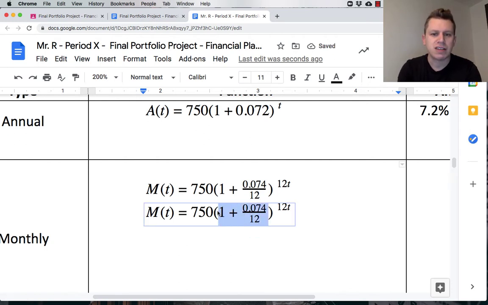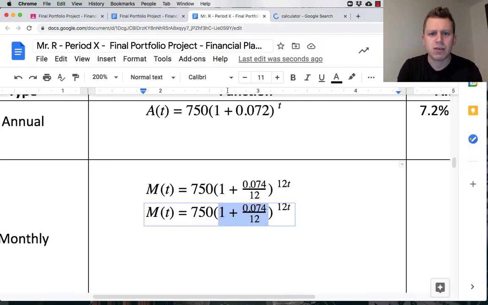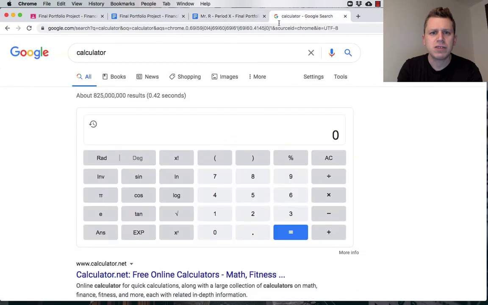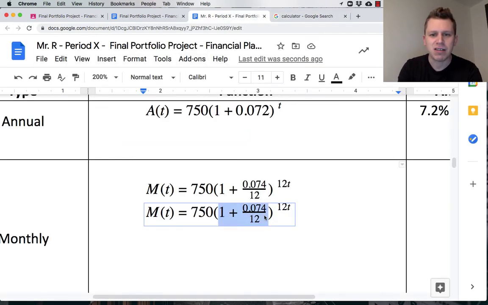The first step is just to figure out what the base is. I'm going to use a graphing calculator, but you could also just go to Google and type in calculator and do the same thing. So I'll just use the calculator, why not? What's nice about using this is I might be able to copy and paste. I'm going to do 1 plus 0.74 divided by 12, enter, and I get this. And what's nice is you can just copy and paste that right here.